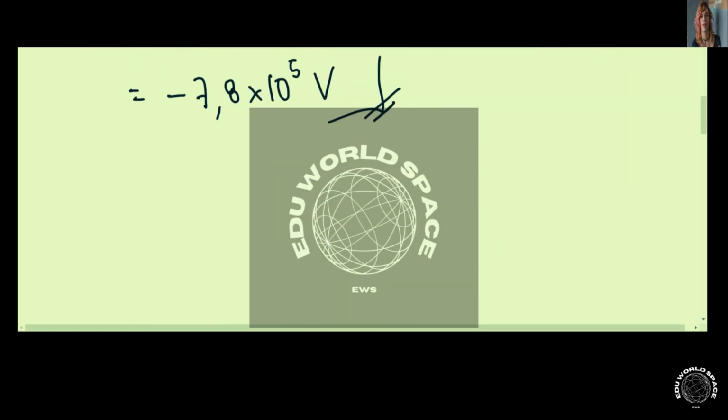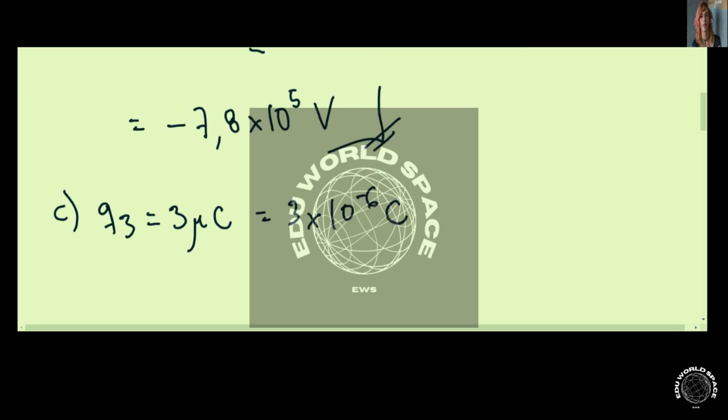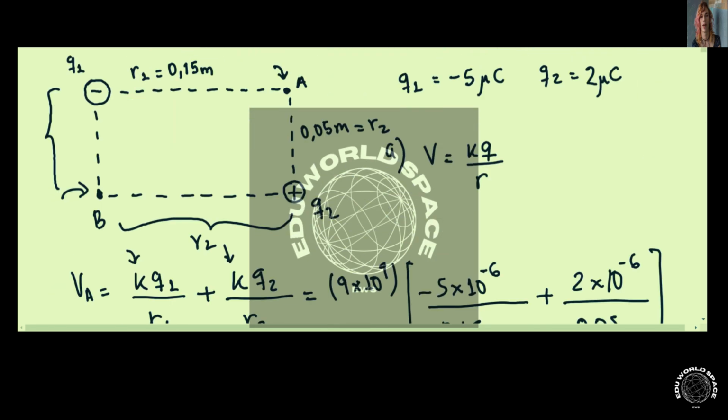Now, for part C of this problem, we are asked to determine how much work is required to move a charge Q3, which has a value of 3 microcoulombs, which is 3 times 10 to the minus 6 coulombs, from B to A along the diagonal of the rectangle. So we want to move charge Q3 from B to A in this direction.